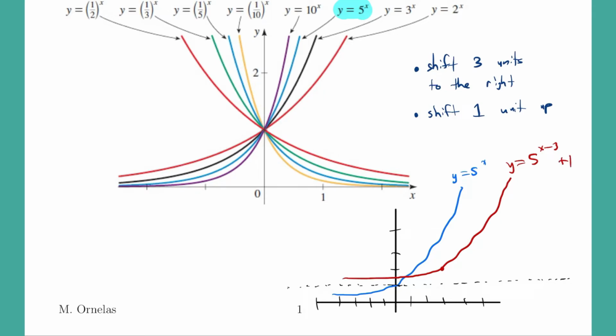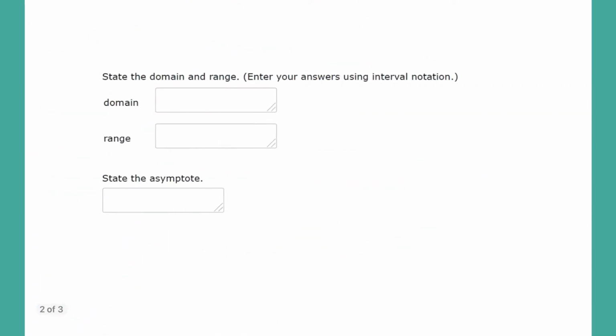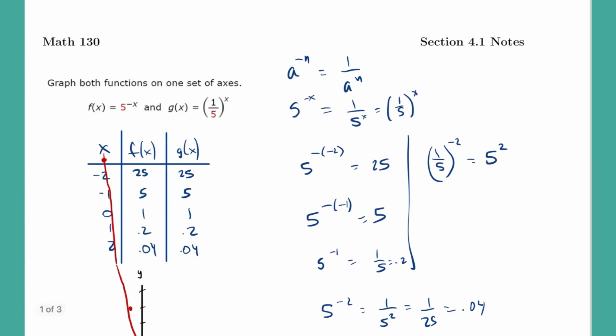So that's it. This point was shifted 3 units to the right, up 1. The horizontal asymptote was at 0, y equals 0. Now it's at y equals 1 because of the vertical shift up. And so that does it for that problem. State the domain and the range of that problem.